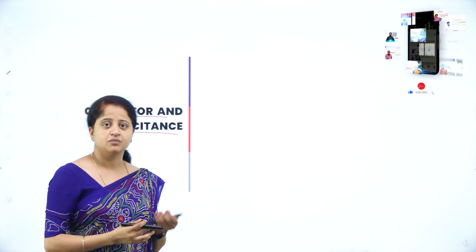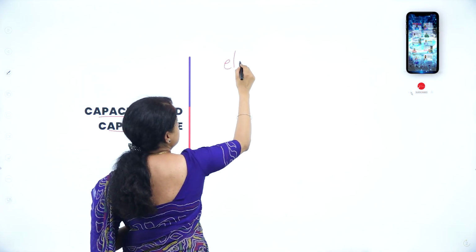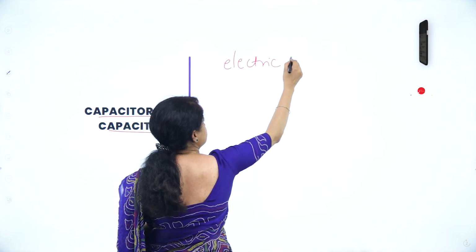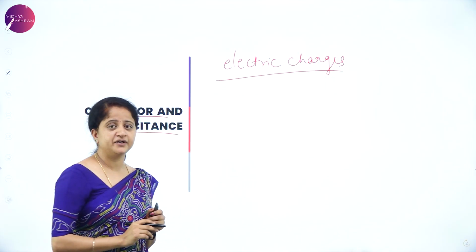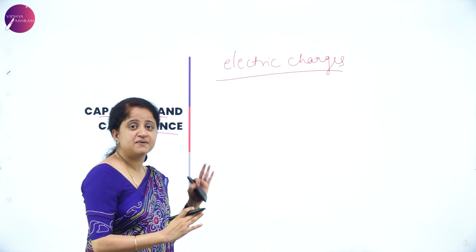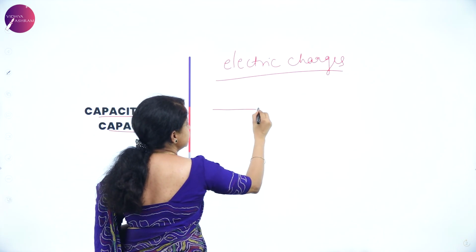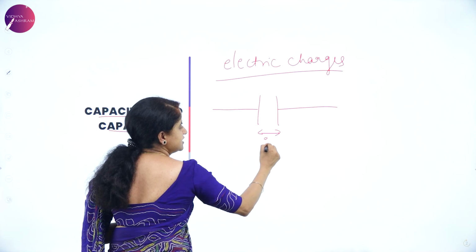What is a capacitor? What is it used for? A capacitor is a device which is basically used to store electric charges. Storing of electric charges plays a very important role in AC and DC circuits. A capacitor consists of two parallel plates which are separated by a small gap.